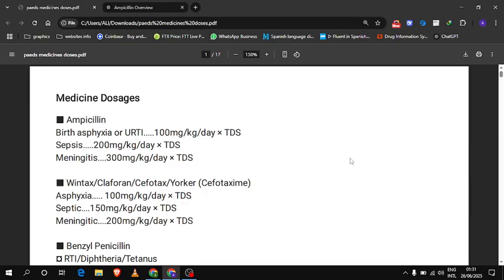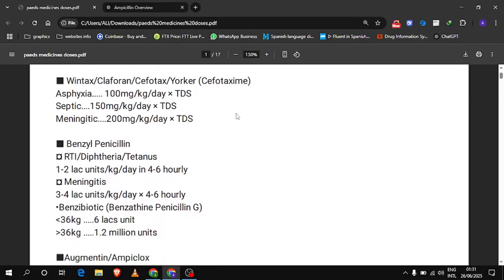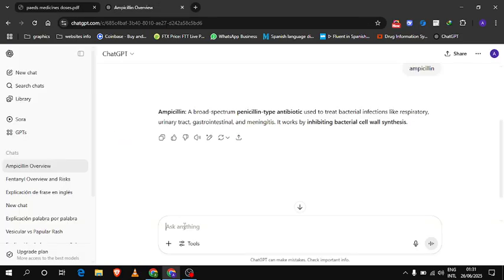Let's see our second drug, which is cefotaxime. These are the brand names of the drug cefotaxime. It is another neonatal antibiotic which is also first line and given very commonly.